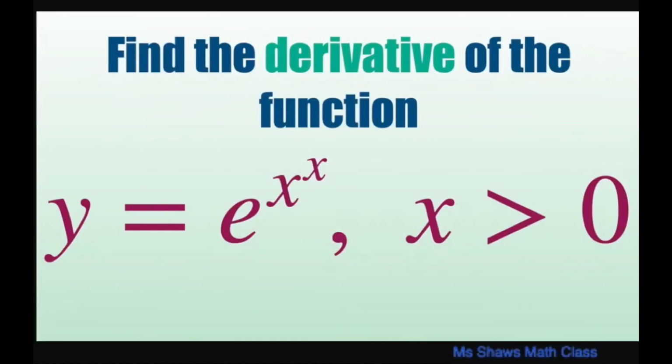Everyone, we're going to find the derivative of the function y equals e to the power of x to the power of x. Here, our x has to be positive. Before we start, we're going to let f of x equal this power here, which is x to the power of x. We're going to differentiate this and then deal with the e at the very end. So I'm just going to do this part first.